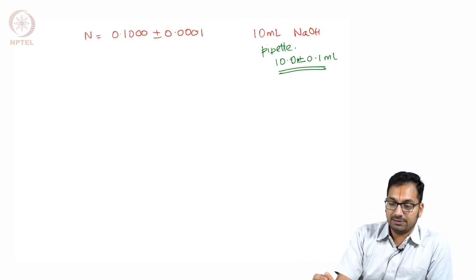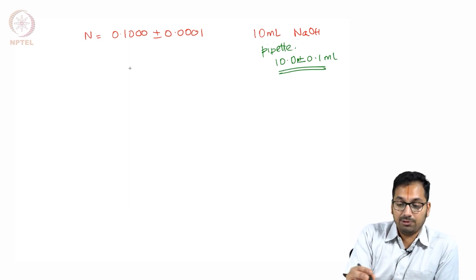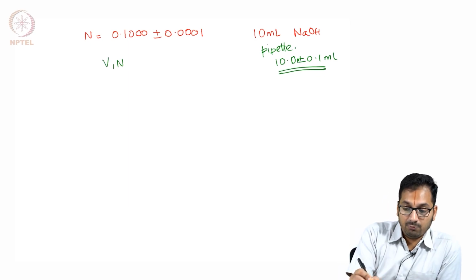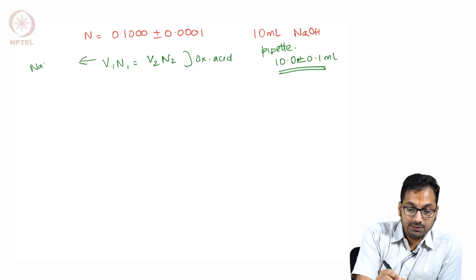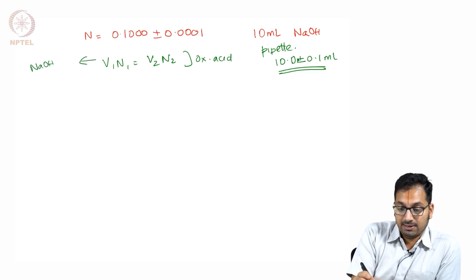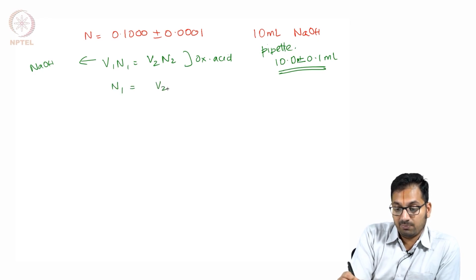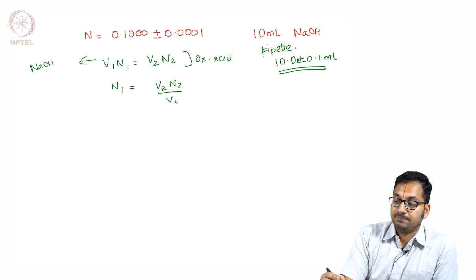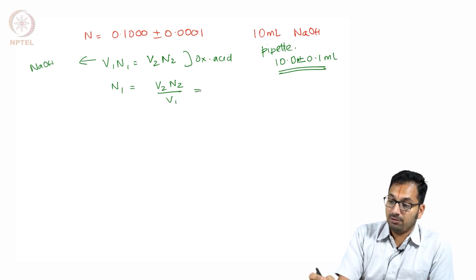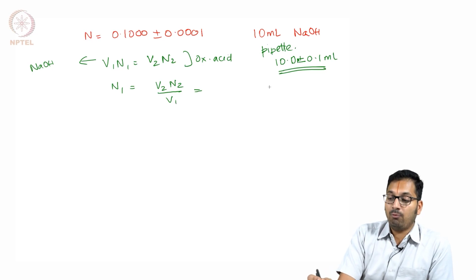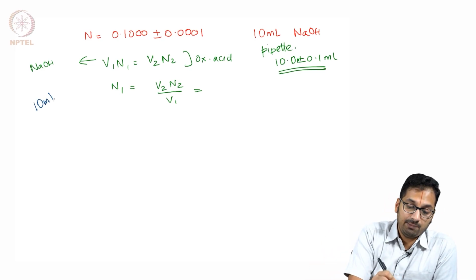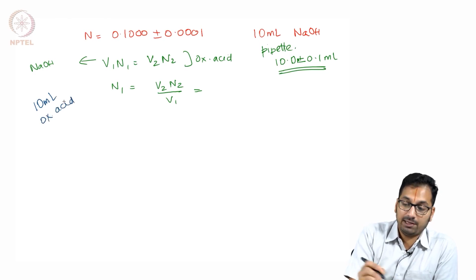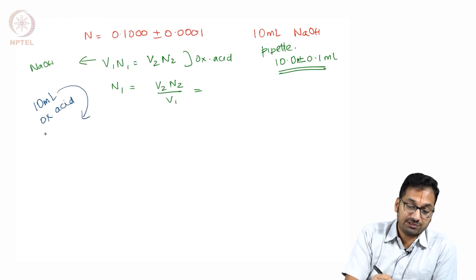Okay. So now that you have this, the equation that governs the relation between these two would be V1N1 equal to V2N2. Let us say this is for oxalic acid and this is for NaOH. So the normality of NaOH is going to be given by V2N2 by V1. And let us say now that you have pipetted 10 ml out, and what volume of oxalic acid was required, just for the sake of math, let us keep 10 ml of oxalic acid was required. Of course, this will be measured from a burette.